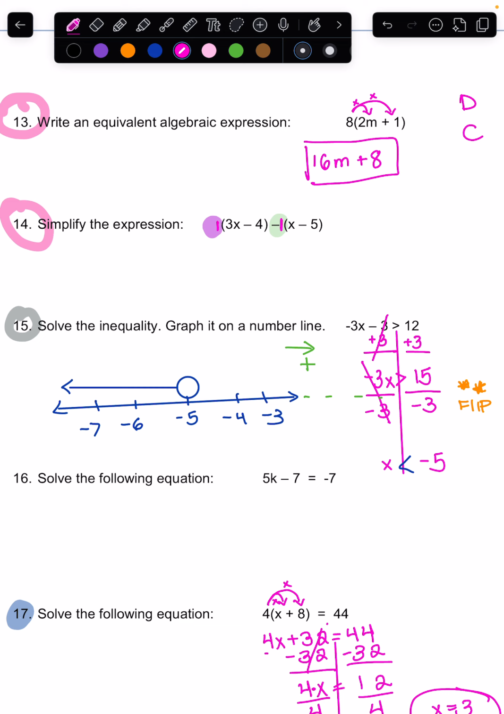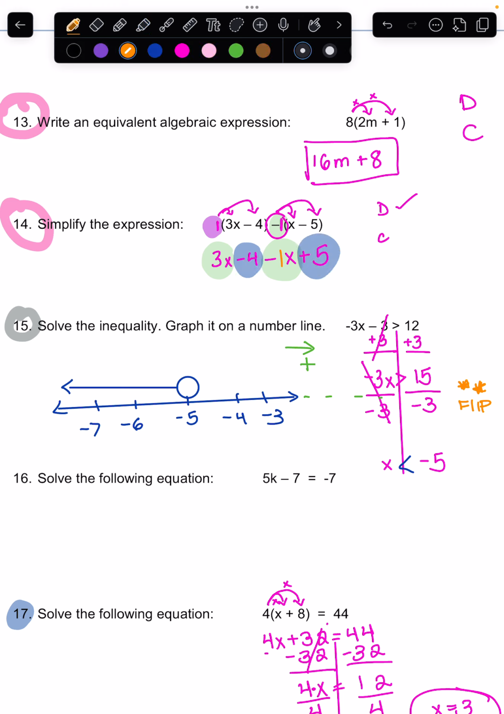We do have to distribute, right? When I distribute a positive 1, nothing changes. However, when I distribute that negative 1, the signs of the terms will flip. So now I have distributed all of my numbers, and now I go through and I look for like terms. 3x and negative x. And remember, that's a negative 1x. And now I have negative 4 and positive 5.